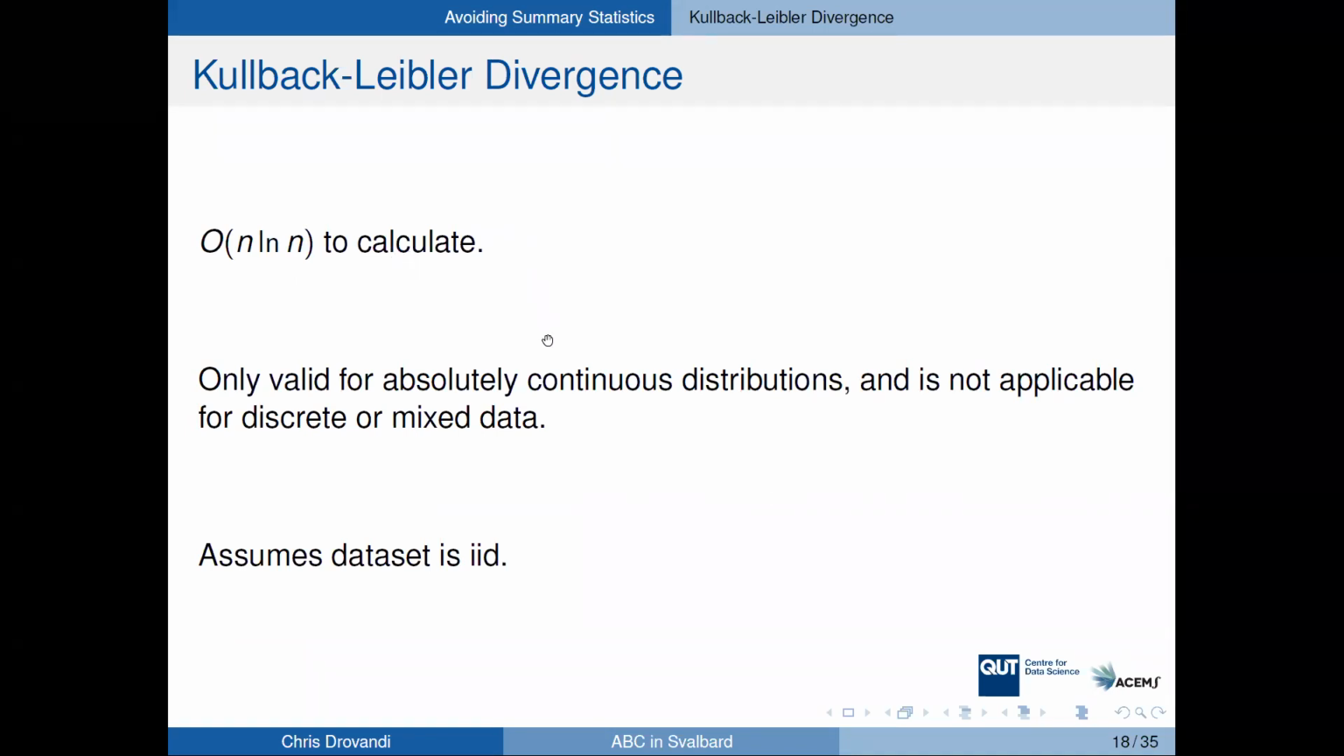But some potential limitations are that the estimator is only applicable to continuous distributions. So it's only going to work if we have continuous data. If we have either discrete data or a combination of discrete and continuous data, then it may not work particularly well. And finally, it generally makes the assumption that the data is IID. So if we had time series data, for example, then it may not necessarily perform as well.